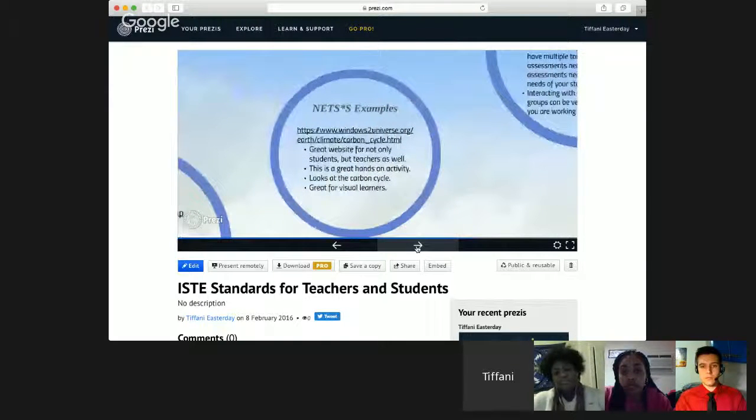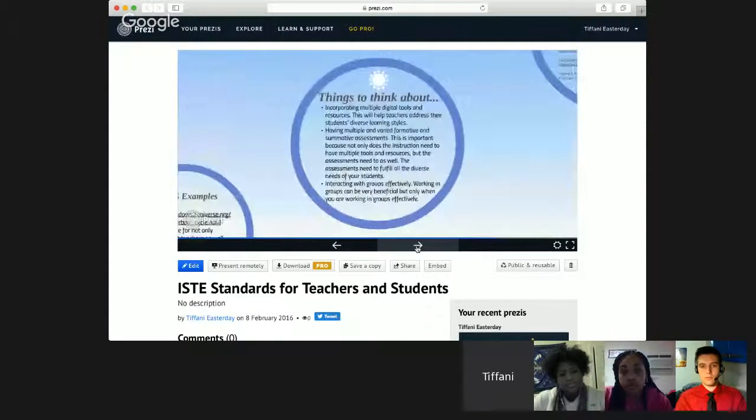Just some important things to think about is incorporating multiple digital tools and resources. This helps teachers address their students' diverse learning styles. Also, having multiple and varied formative and summative assessments. This is important because not only does the instruction need to have multiple tools and resources, but the assessments need to as well. The assessments also need to fulfill the diverse needs of the students.